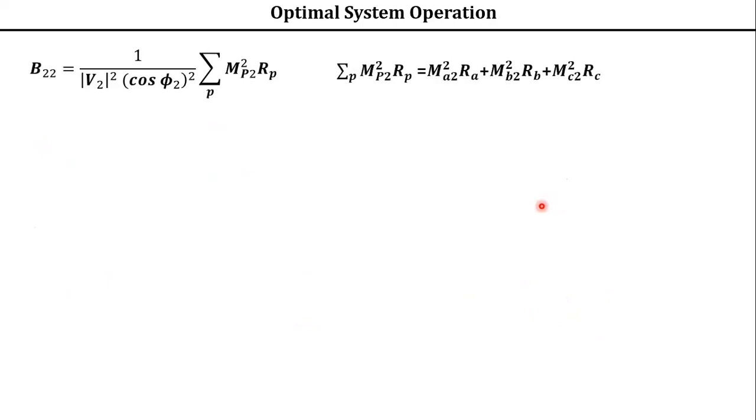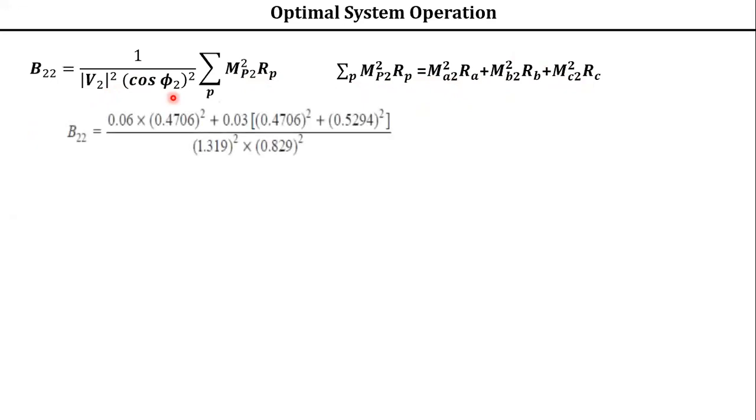So the sum of MP2 squared RP means MA2 squared RA, MB2 squared RB, MC2 squared RC, where P is equal to A, B, C. Sum it up. Substitute this: V2 magnitude you know, cos phi 2 you know. Substitute those values, and you are going to get this value, 0.0237 per unit.